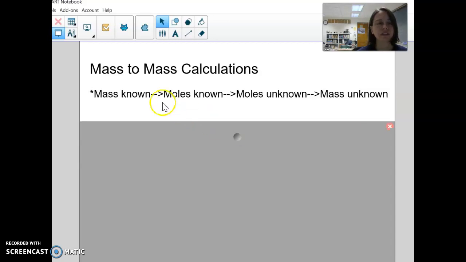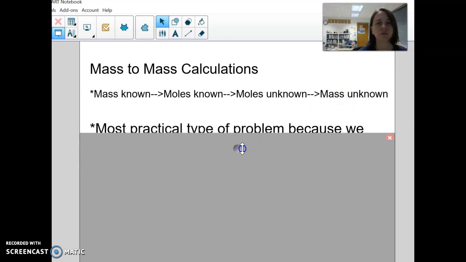This is Chemistry, Chapter 11, Section 1, and today we're going to be talking about mass-to-mass calculations. So what we're doing, and please write this down, is you start with your mass of your known, convert it to moles of your known, to moles of your unknown, to your mass of your unknown.